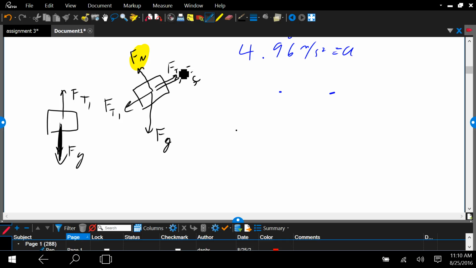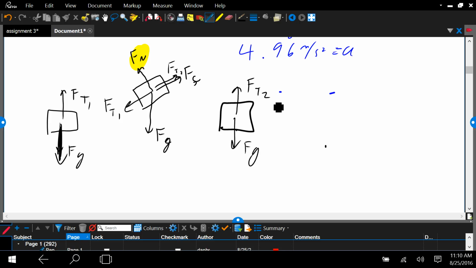We'll call that FT2. All right, and that is the rope that is connected to my 2.7 kilogram block over here. So the 2.7 kilogram block has its own FG, and it has another FT. And these two tensions, T1 and T2, they are not equal.